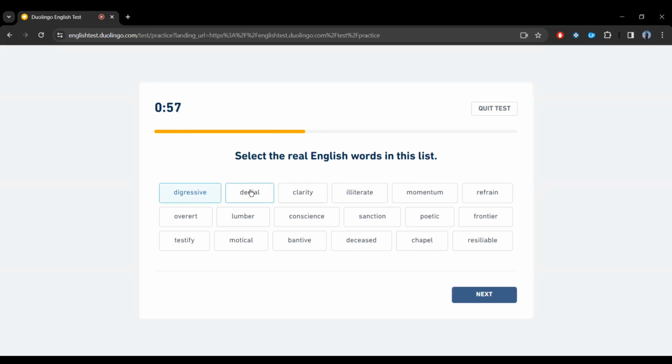Aggressive, denial, clarity, literate, momentum, refrain, lumber, science, sanction, poetic, frontier, justify, deceased, stable, word, conscience. I'm not sure about this one. Particularly banter, chapel. Okay, never mind. Let's move on.